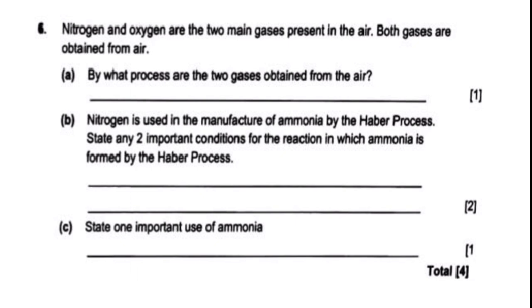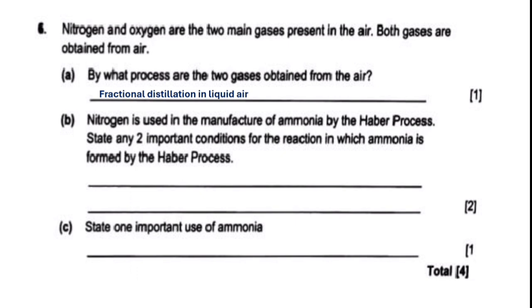The first question is, by what process are the two gases obtained from the air? Nitrogen and oxygen are obtained by fractional distillation of liquid air. This is the process by which these two gases are obtained.